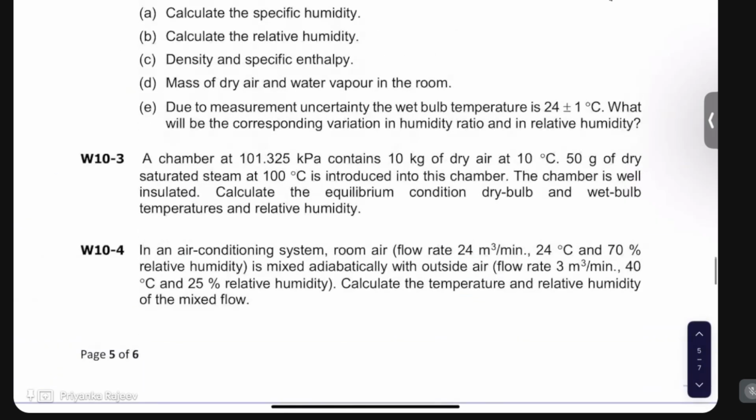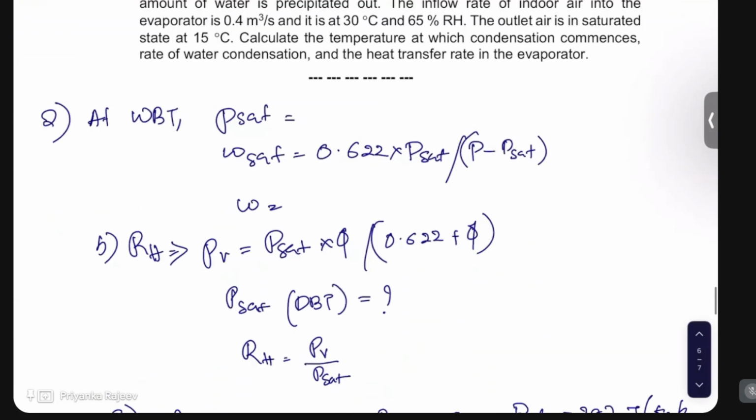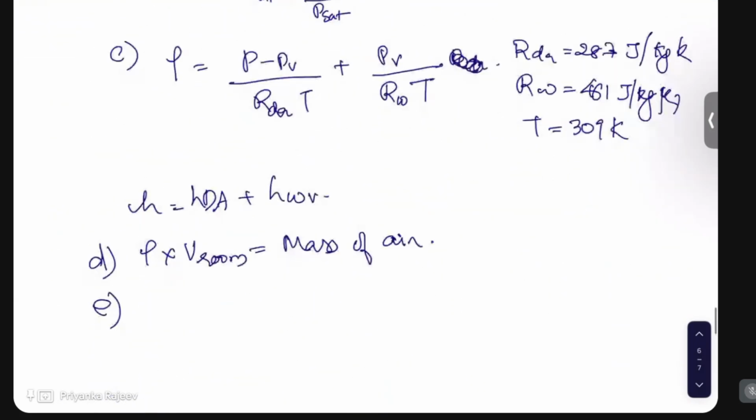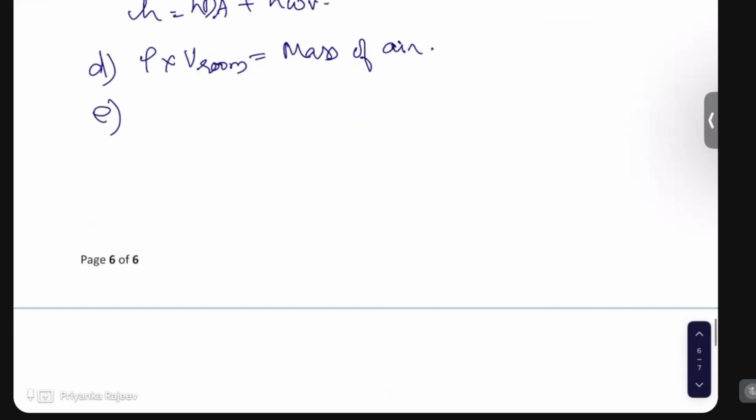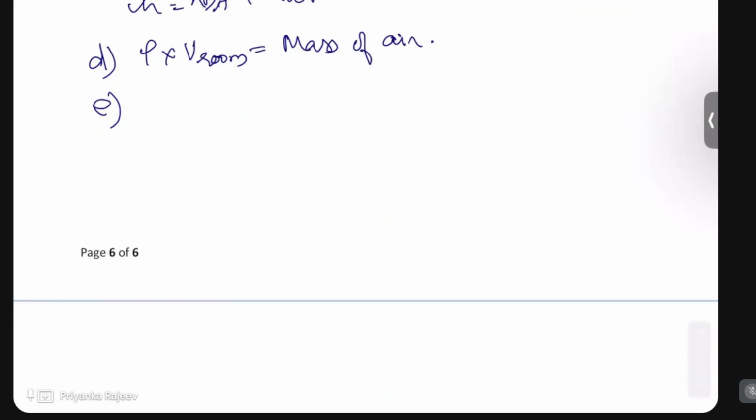Due to measurement uncertainty, the wet bulb temperature is 24 plus or minus 1 degree. What will be the corresponding variation in humidity ratio and in relative humidity? So the WBT uncertainty is plus or minus 1. With WBT only, we'll be finding PSAT and then the humidity ratio.